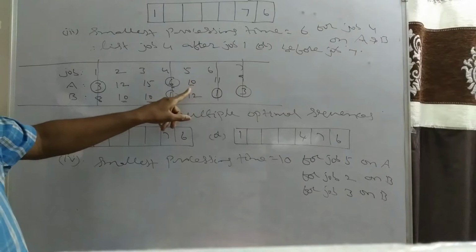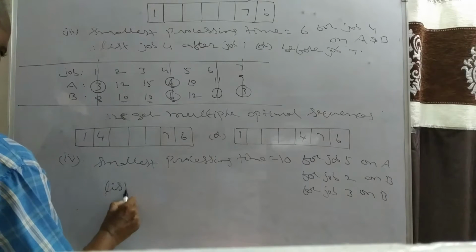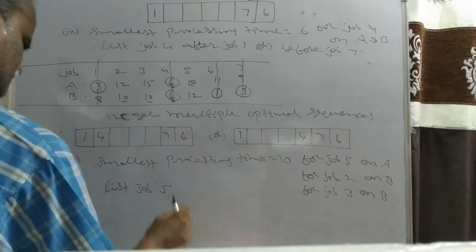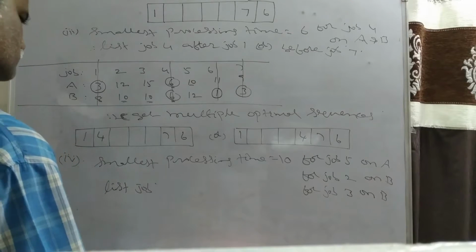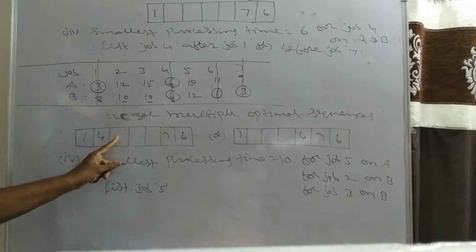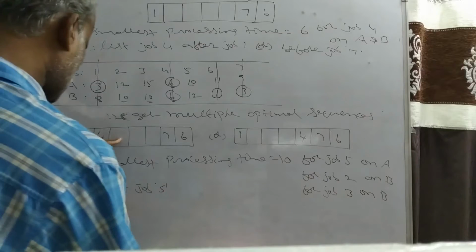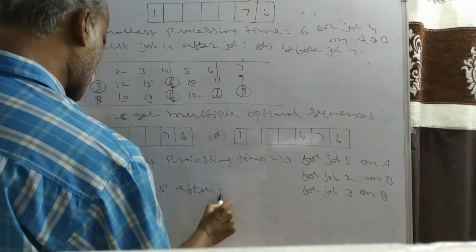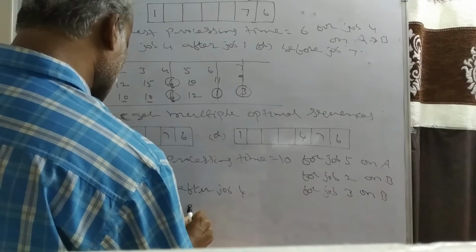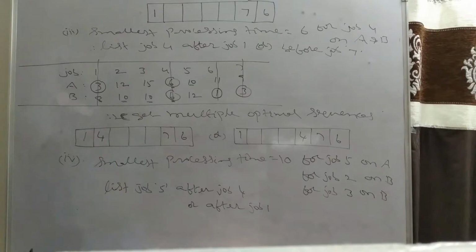For job 5, the minimum processing time is on machine A. So therefore, we can list job 5 in the first position of the sequence. List job 5 in the first position of the sequence. First position of the sequence means this position in this sequence and this position in this sequence. Okay, that means list job 5 after job 4 or after job 1.